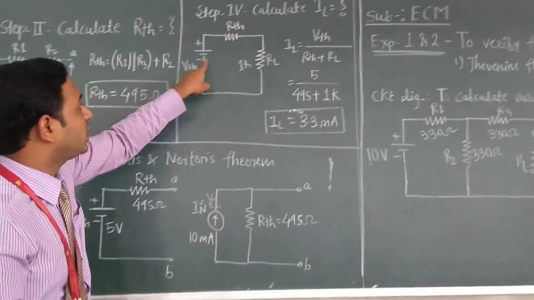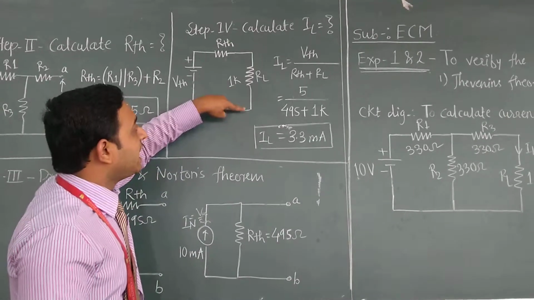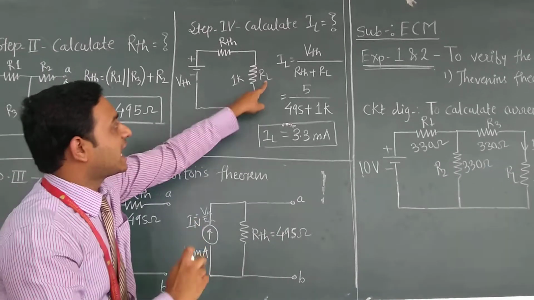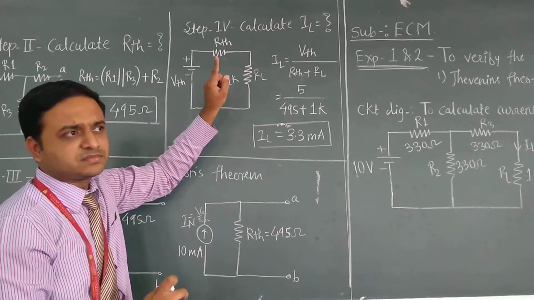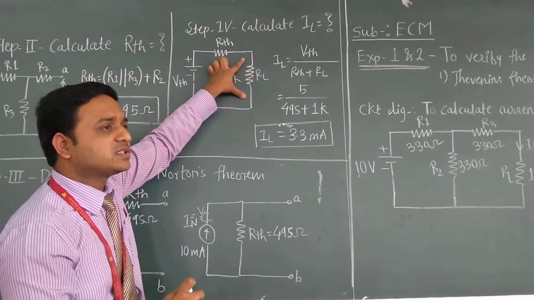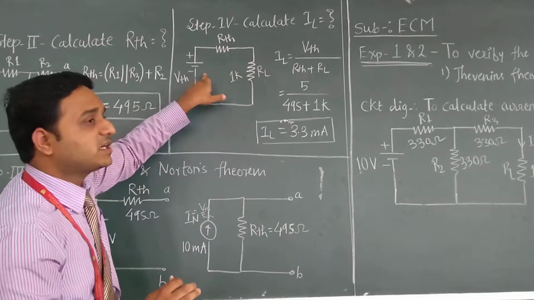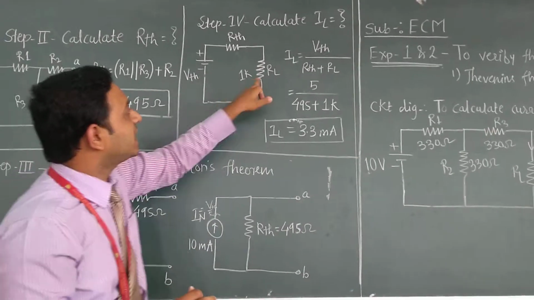So we already have the Thevenin's equivalent voltage, and here are the A and B terminals. Between this A and B terminal we are attaching this RL, 1 kilo ohm, whatever the branch is, to calculate the unknown resistance, unknown current or unknown voltage. At the last we attach this branch to the Thevenin's equivalent circuit, and it is a simple thing. We are calculating the IL.